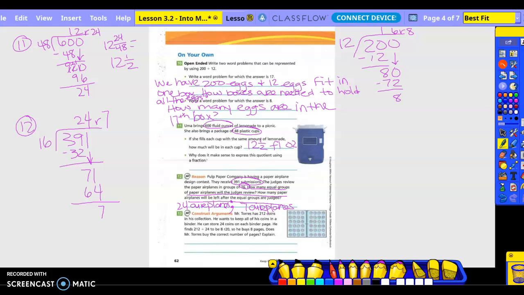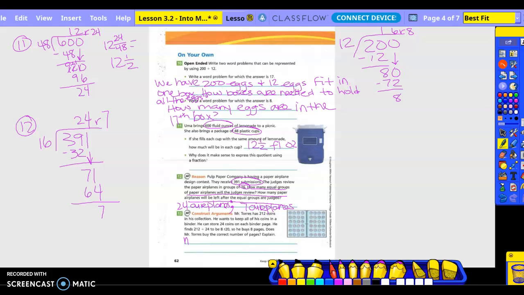Number 13, construct argument. Mr. Torres has 212 coins in his collection. He wants to keep all the coins in a binder. He can store 24 coins on each binder page. He finds 212 divided by 24 to be 8 remainder 20. So he buys 8 pages. Does Mr. Torres buy the correct number of pages? So yes or no?